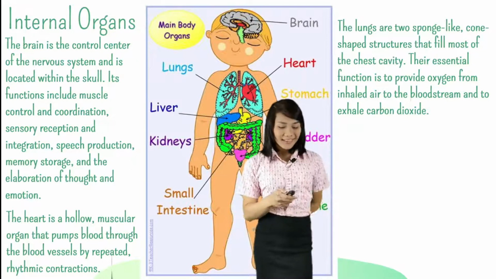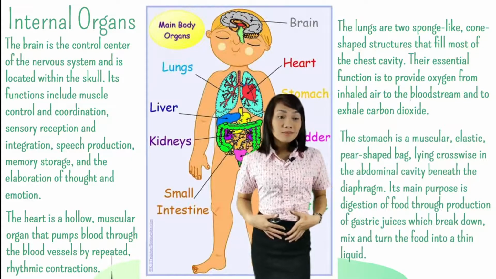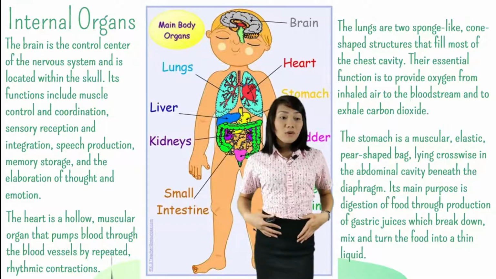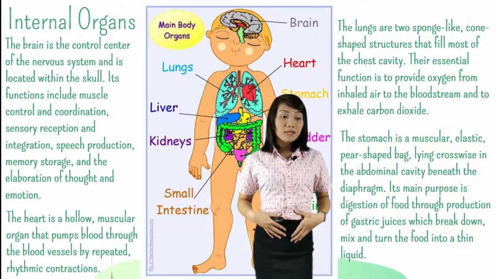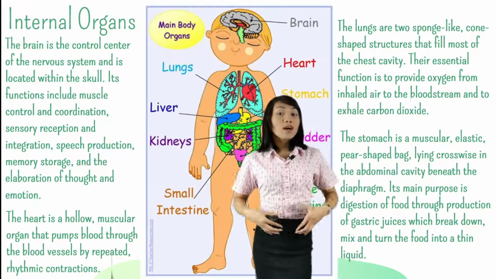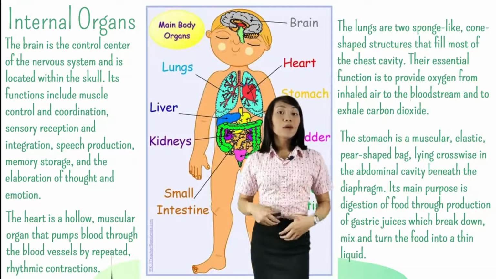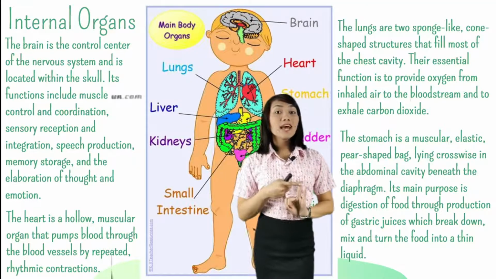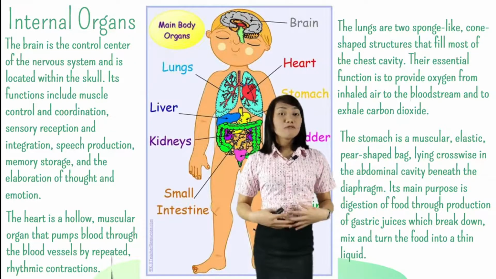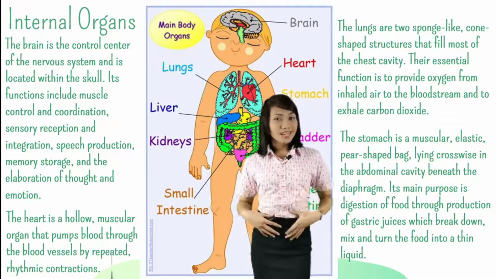plants. Okay, now let's move on to our stomach. The stomach is a muscular, elastic, pear-shaped bag lying crosswise in the abdominal cavity beneath the diaphragm. So this is your diaphragm and this is your stomach. Now, what does the stomach do? The stomach metabolizes all the food that you eat. So the food will become energy, nutrients, and even vitamins to your system. That's why the stomach is also a very vital and important part of your body because everything goes here and is digested.